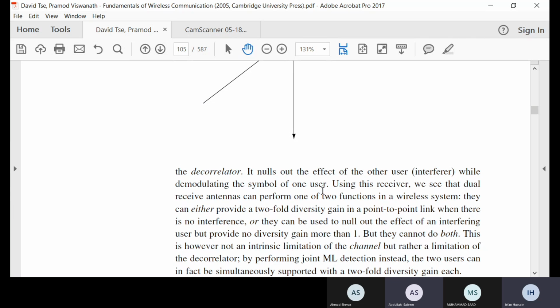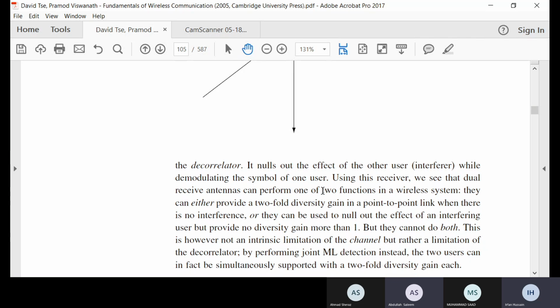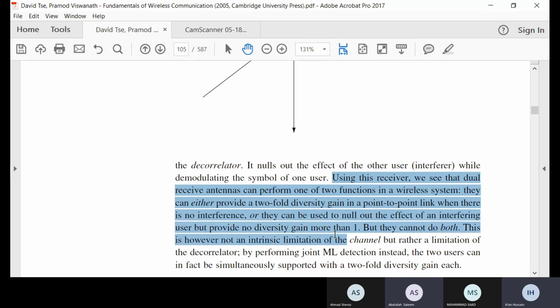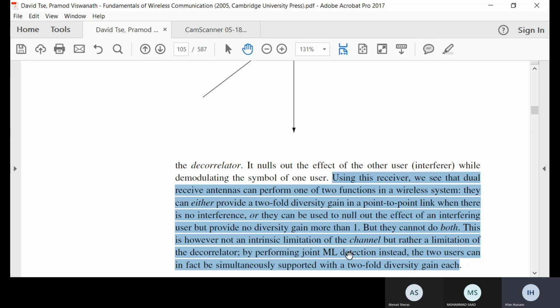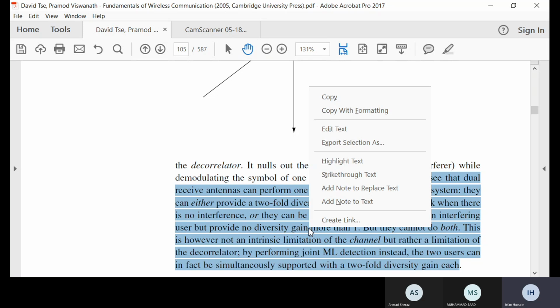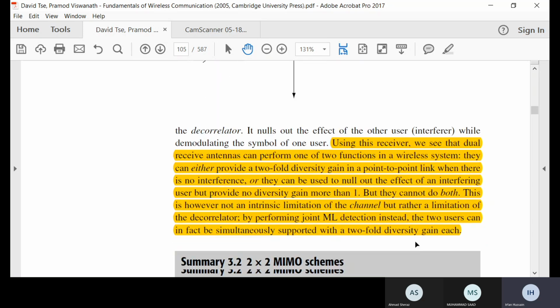You can see that you are using two users here. So we can see the dual receive antennas perform two functions. They can either provide two-fold diversity gain when there is no interference, or they can be used to null out the effect of interfering users, providing no diversity gain more than one, but they cannot do both. Okay. But this is not an intrinsic limitation of the channel, but rather a limitation of the decoder. And if you apply joint ML detection, then yes, we can get two-fold diversity gain.